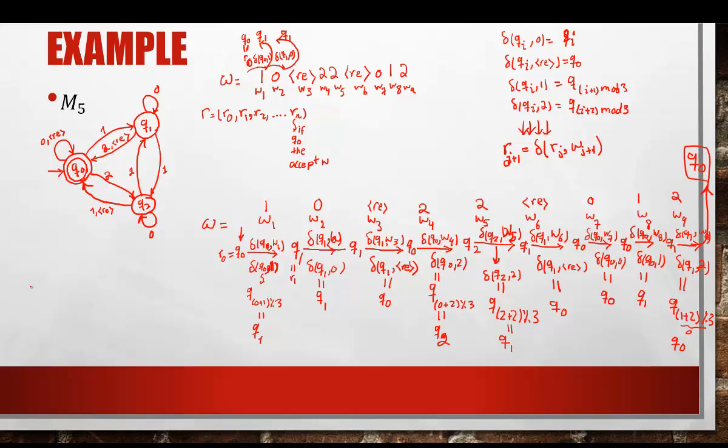Now we look at the last state, Q sub 0. Does it belong to F? Look up F, and yes, F for this finite automaton is the set Q sub 0. Yes, it belongs to F, therefore accept. How about that? Although it is a complicated mathematical thing, we can see how it is applied over examples in this particular case.